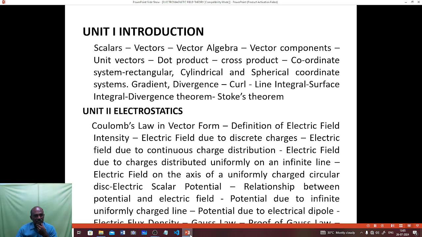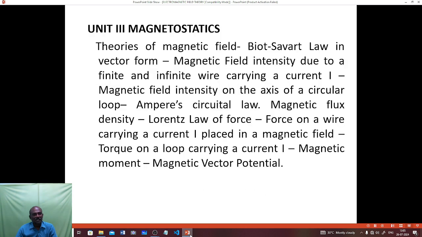In this we are going to discuss Coulomb's law, force between two charges and electric field intensity, potential difference, electric flux and flux density. As a law, we are going to see Gauss law. The third unit is about magnetostatics. It is the study of the magnetostatic field.